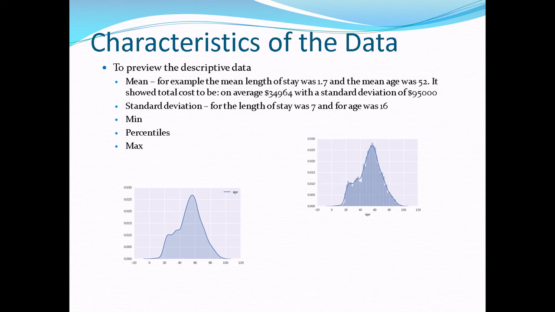For the initial analysis, we started with some basic charts to get the mean, median, mode, and so on from the data. For example, mean length of stay was 1.7 and the mean age was 52. Average cost was about 35,000 with a standard deviation of 95,000. The standard deviation for the length of stay was 7 and for age was about 16.